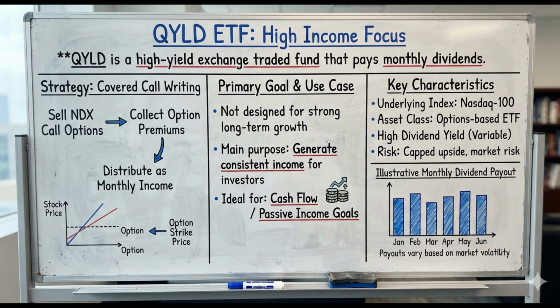QYLD is a high-yield exchange-traded fund that pays monthly dividends. Its main purpose is not strong long-term growth, but rather to generate consistent income for investors. This is why many people use it for cash flow or passive income goals.